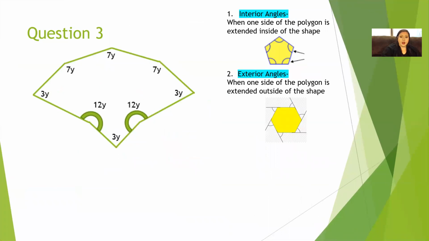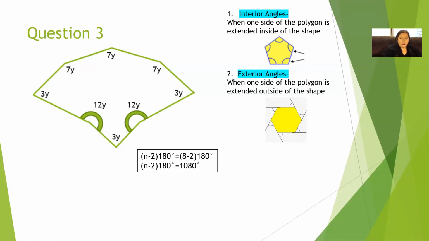Moving on to question 3. They're wanting us to find the measurements of each of these angles. But again, first we need to brush up on some basic knowledge, and we'll start with interior angles. So an interior angle is when one side of the polygon is extended inside of the shape. And as you can see in this image of a pentagon, it shows the interior angles. And then exterior angles are when one side of the polygon is extended outside of the shape. So you can also see right here in this hexagon where it shows the angles that would be on the outside of the shape.